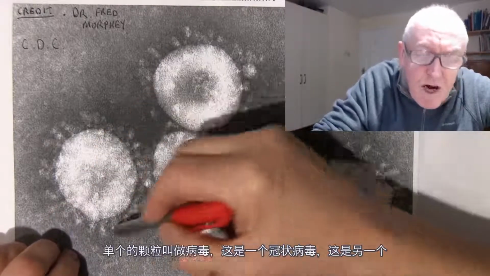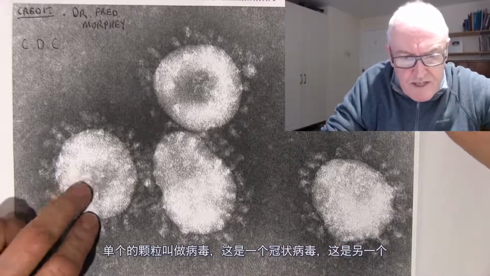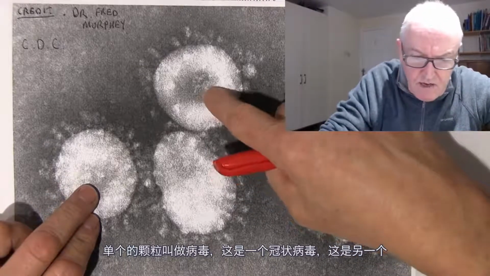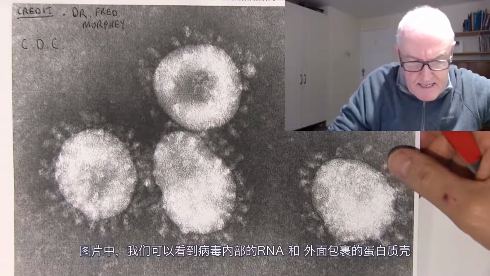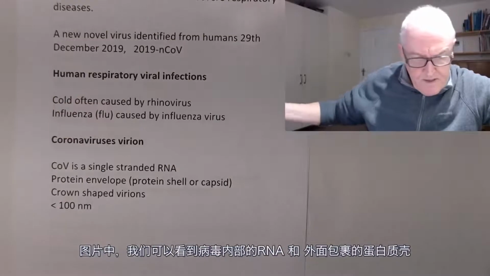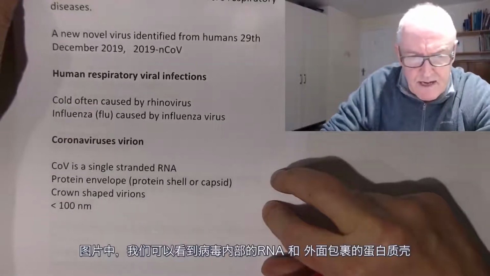And an individual particle is called a virion. So this is a coronavirus virion. This is another coronavirus virion. Here in this picture with the RNA inside, and this protein envelope or capsid round about the outside.